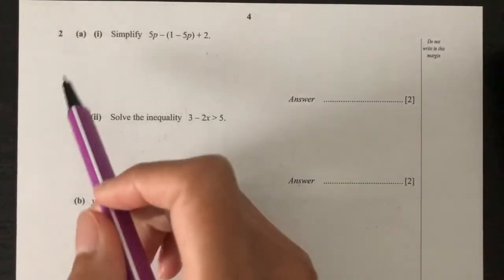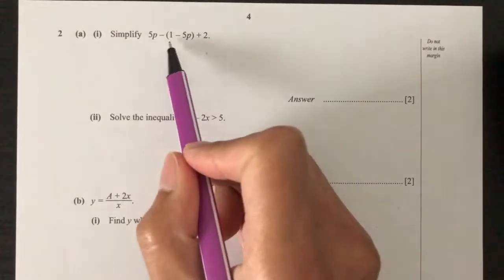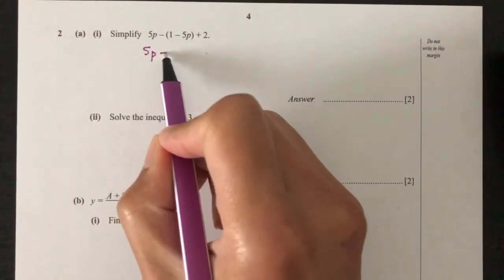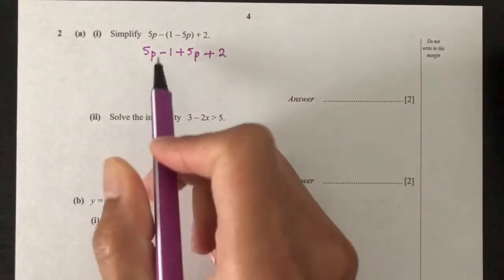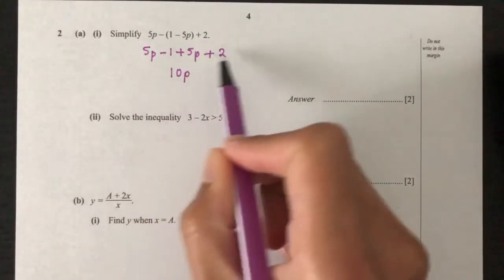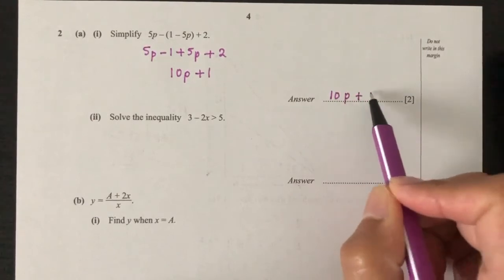Question number 2, part A. Simplify this equation. So as you can see, we have a bracket here. We can first expand the bracket. So we have 5p minus 1 plus 5p plus 2. So 5p plus 5p will be 10p. Minus 1 plus 2 will be plus 1. So this will be your answer for part 1.